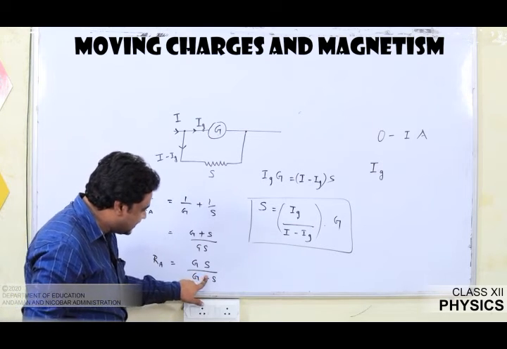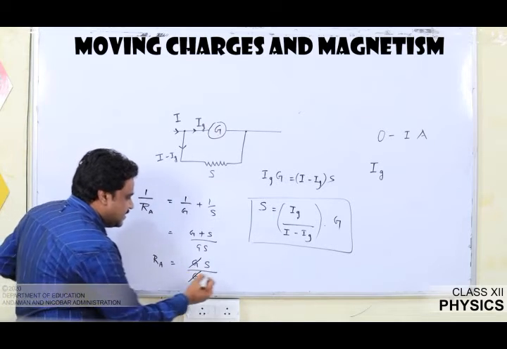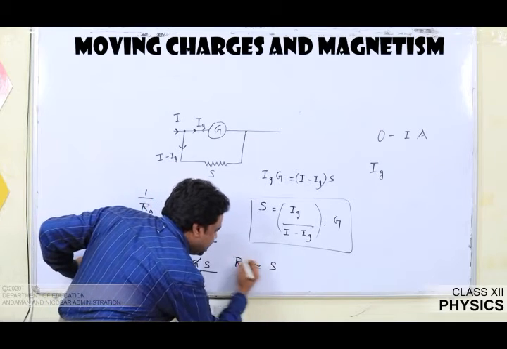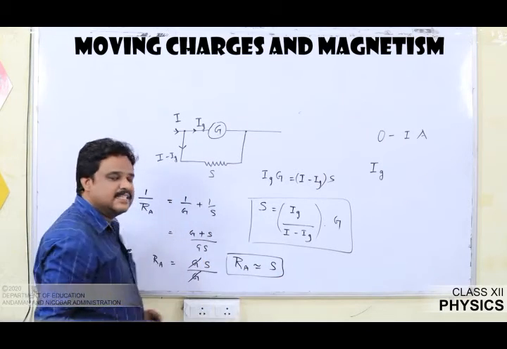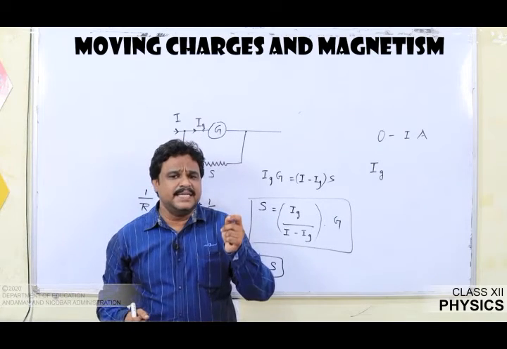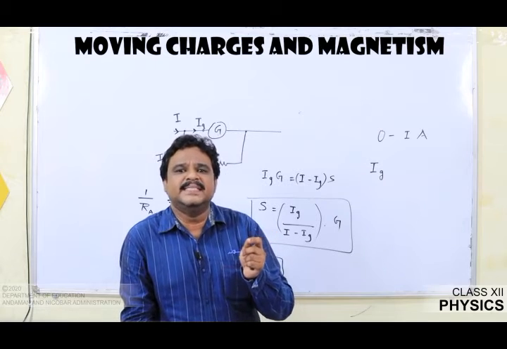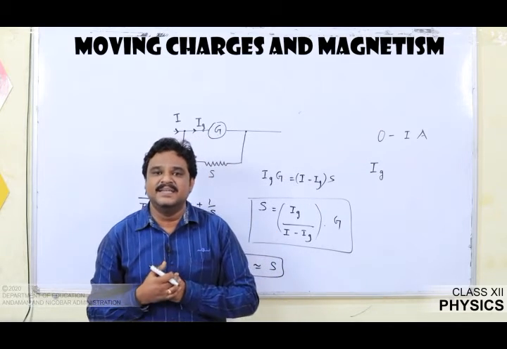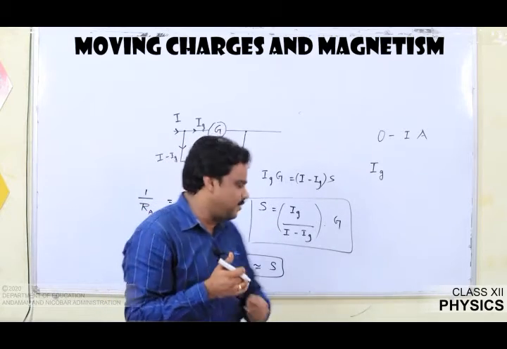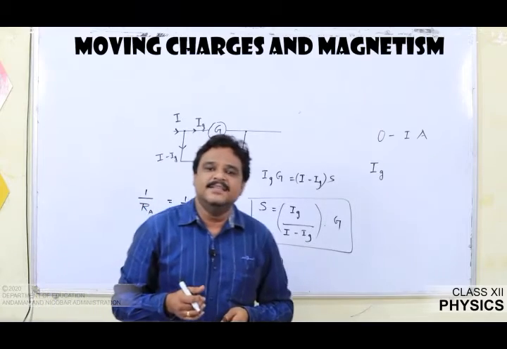So from the denominator I can remove this S. You are able to see G cancels. So the resistance of the ammeter is approximately equal to the shunt resistance. This means the ammeter is basically a low resistance instrument, since the value of the shunt is already small. So the conclusion I can draw based on this expression is that the resistance of the ammeter is very low.